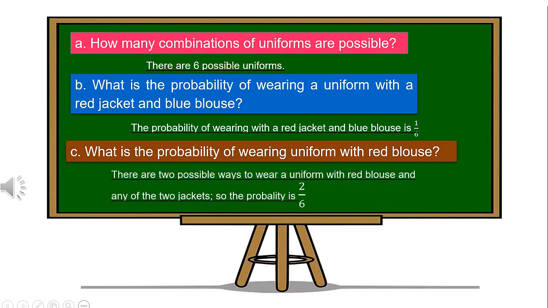And the third question is, what is the probability of wearing uniform with red blouse? What's your answer? Okay, so there are 2 possible ways to wear a uniform with red blouse and any of the 2 jackets. So the probability is 2/6. Did you get the perfect score? Yes. Okay, very good.